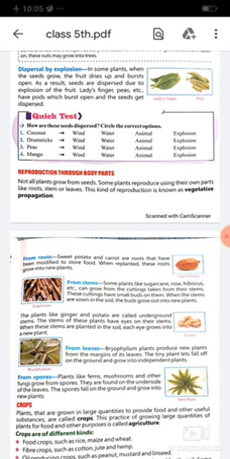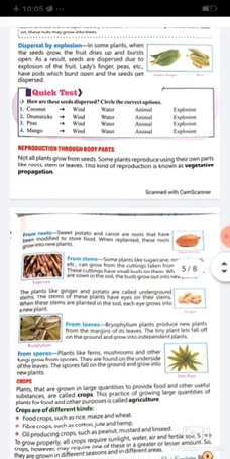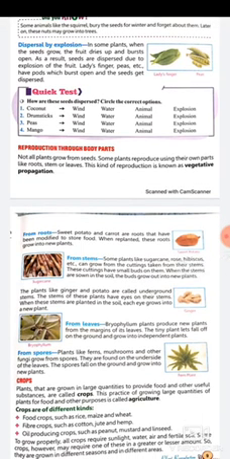Now, let's discuss reproduction through body parts. Not all plants grow from seeds. Some plants reproduce using their own parts like roots, stem or leaves. This kind of reproduction is known as vegetative propagation.